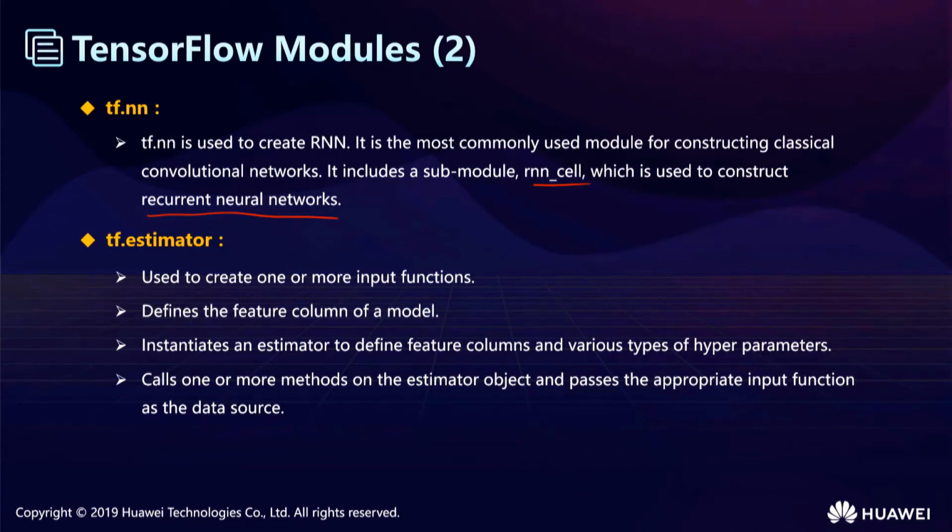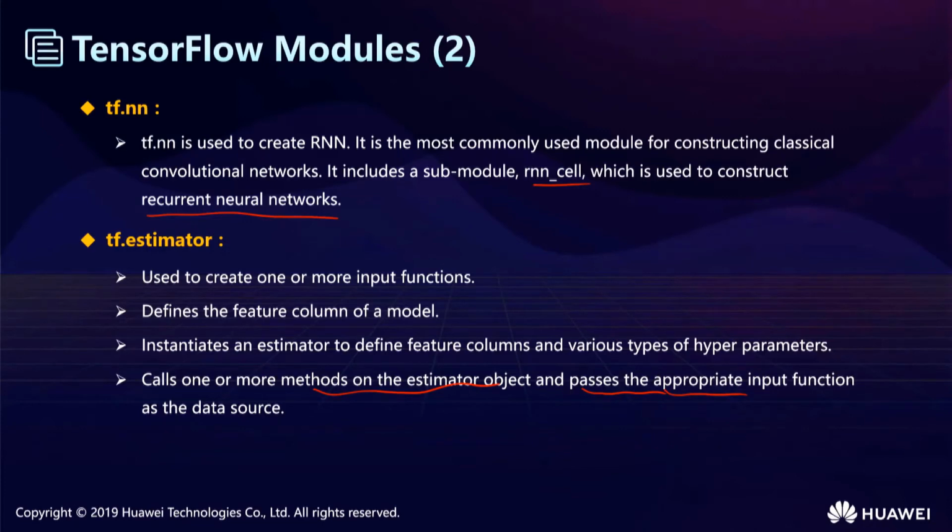It can be used to create one or more input functions and define the feature columns of the model. It can also instantiate estimators to define the feature columns and various types of hyperparameters. It calls one or more methods on the estimator object and passes the input functions as the data source.